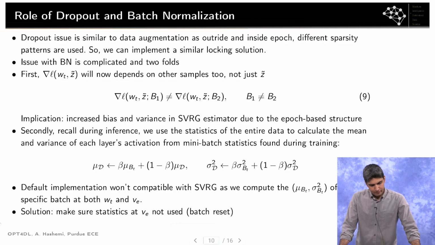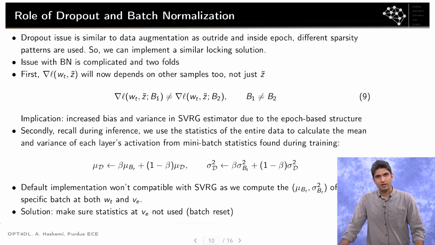All right. So now let's talk about 2 other approaches that we use when we train deep learning models. We've talked about them extensively: dropout and batch normalization. Okay, and let's talk about the conflict with SVRG.